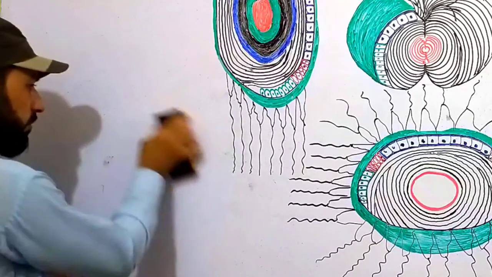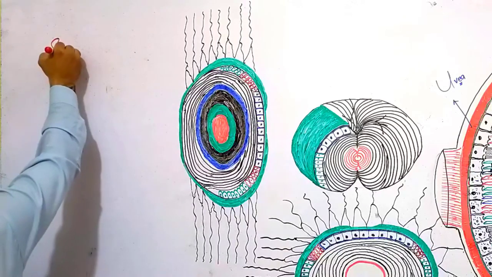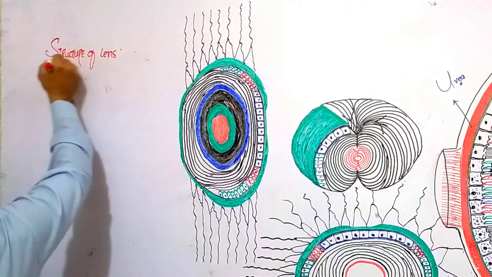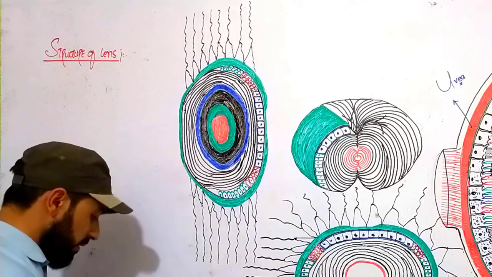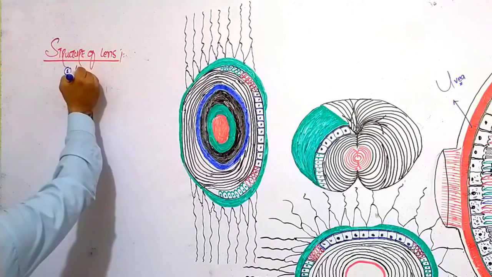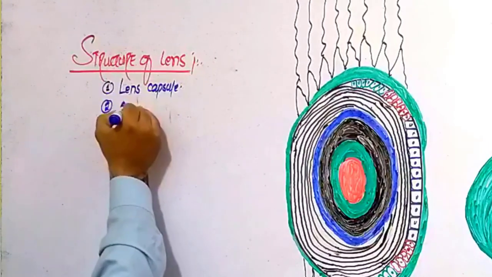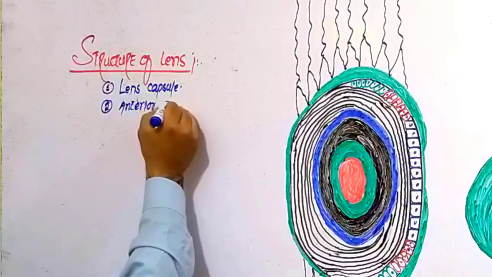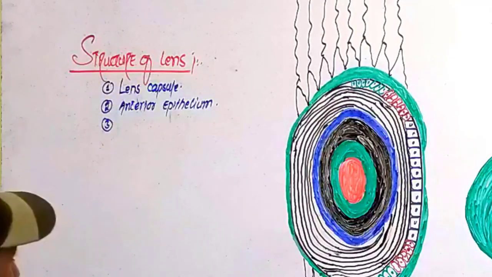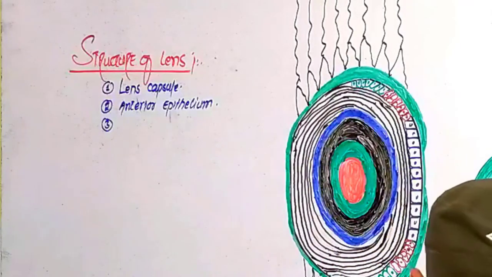Your lens is composed of many different parts, but I will write here the structure of lens. A typical lens is composed of how many parts? Let me write here. First of all, we will write all the parts, then we will discuss each. First of all, there is your lens capsule. Then the second important point that we will discuss is your anterior epithelium. After the anterior epithelium, there are your lens fibers, which we should not forget.